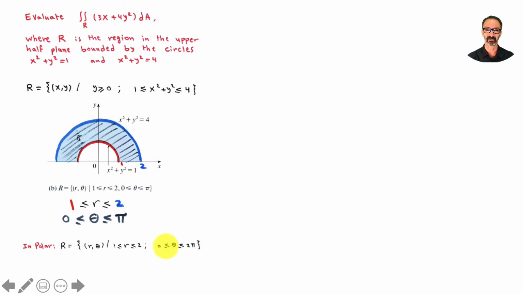Now we know our limitations. r goes from 1 to 2, and theta goes from 0 to pi, not 2 pi. This is a mistake, by the way. It's pi, not 2 pi. So it's kind of hard to take it back now, but just keep in mind, from 0 to pi. Let's move on.